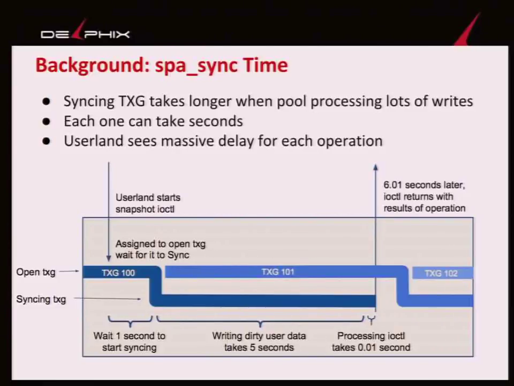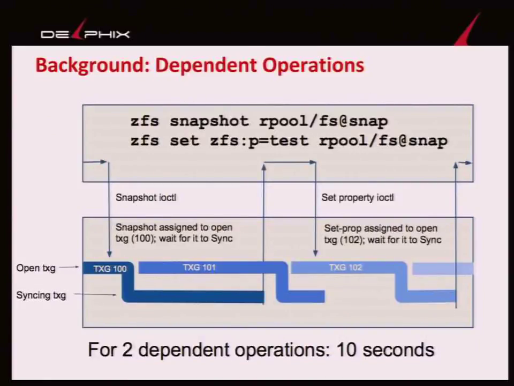And then finally, basically at the very end, we process the IOCTL to actually make the on-disk changes to indicate that this snapshot now exists. And that might take like 1/100th of a second. So 6.01 seconds later, the IOCTL returns with the results of the operation. And if we have two of them, then we're waiting approximately twice as long. If you have 100 of them, you're waiting 100 times 5 seconds. So that's kind of one problem, is the performance.